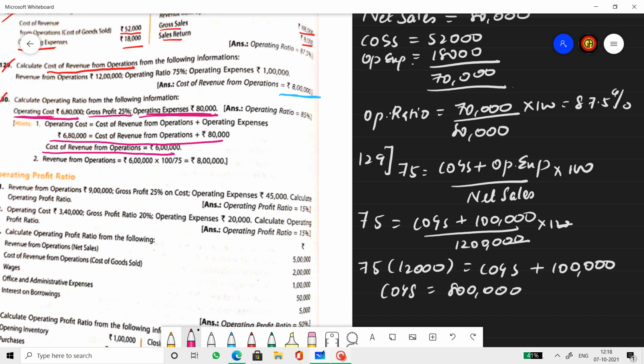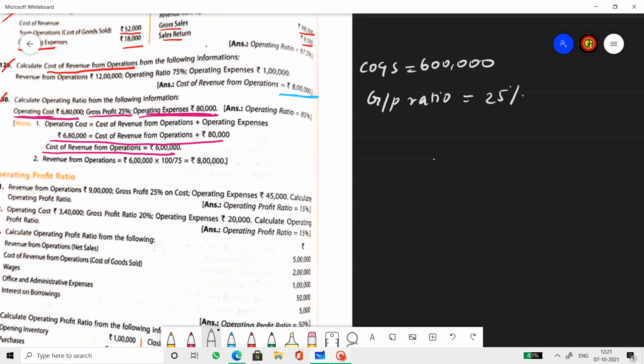So once you get COGS, gross profit is given to us, isn't it? Generally, gross profit is calculated on sales, right? So now we are going to consider GP ratio in order to find the sales amount. Cost of goods sold 6 lakhs, which we found out. Gross profit ratio 25%. Gross profit ratio is calculated on sales, isn't it? So let sales be 100. So GP is what? 25. So therefore, cost is equal to 75.